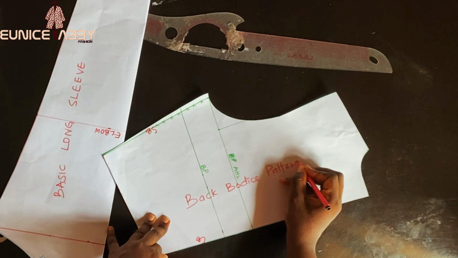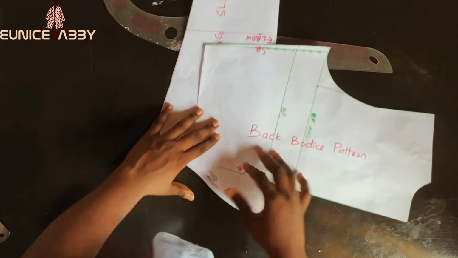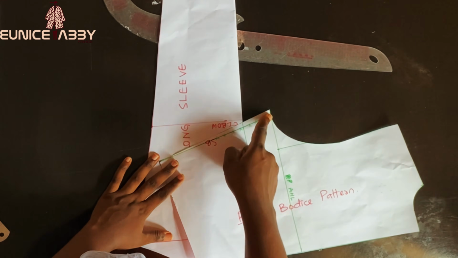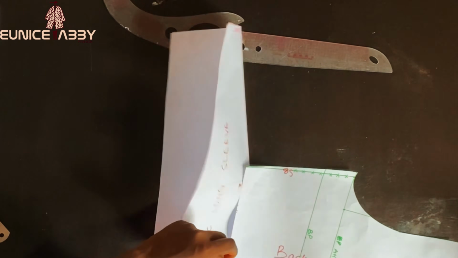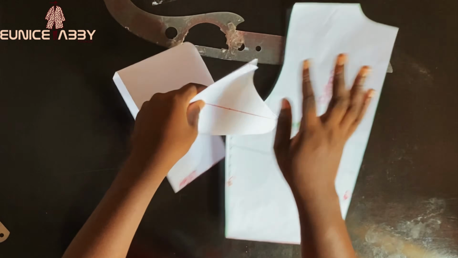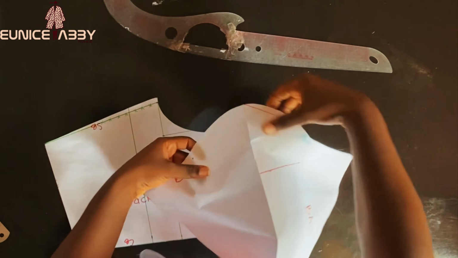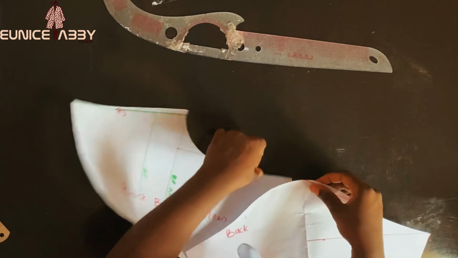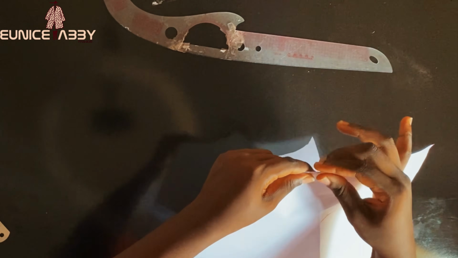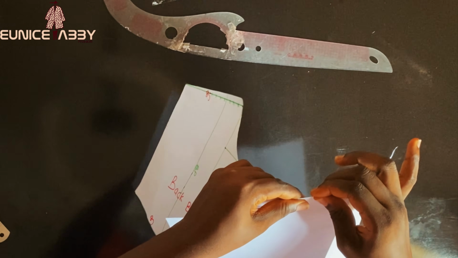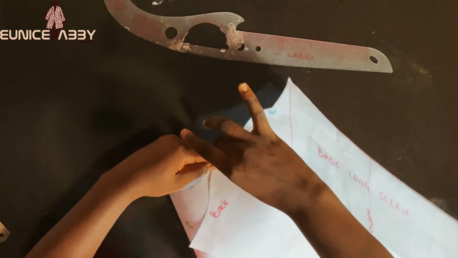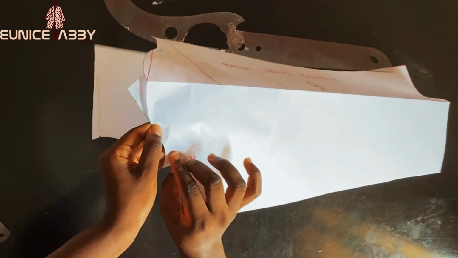Because of the extra 0.5 inches we added at this back bodice pattern at the armhole side, we'll have to replace that. But what I like to do is to try to match it up from the midpoint. Okay, I'm going to try to match up the back part of the sleeve to the back bodice just carefully. I'm just going to try to match it up as I would normally do when I want to fix my sleeve to the arm's eye.